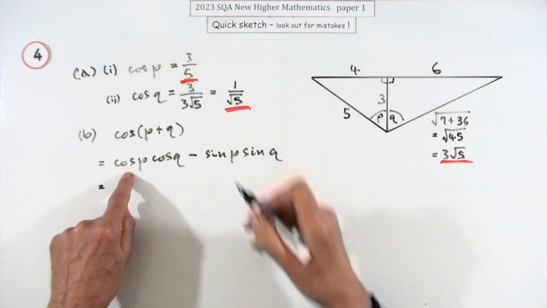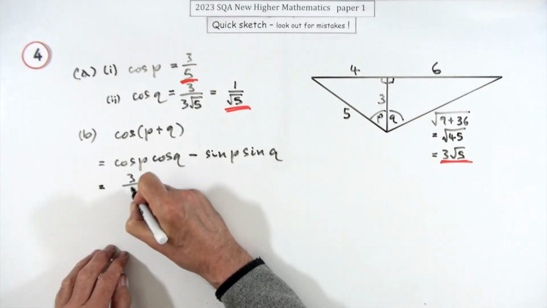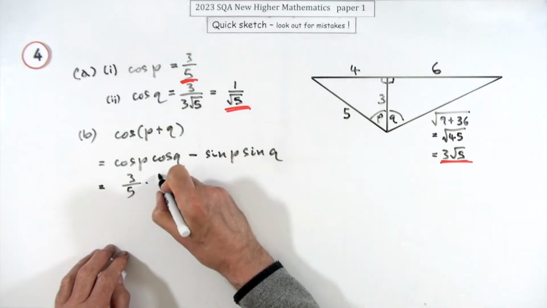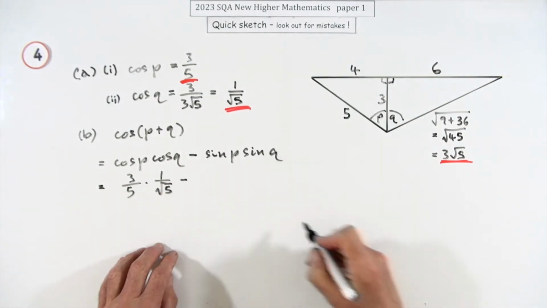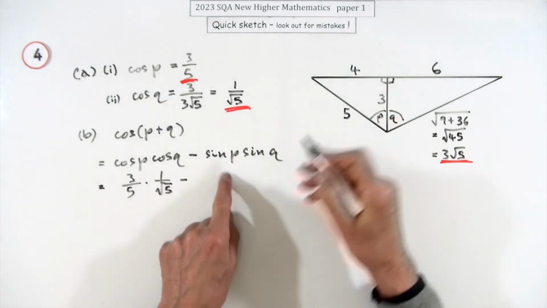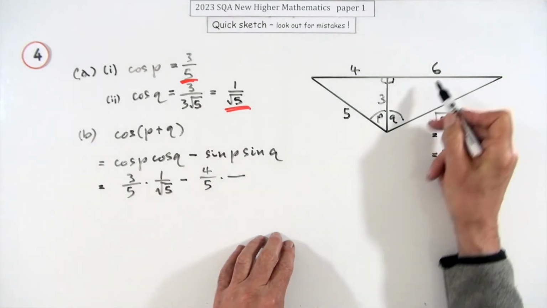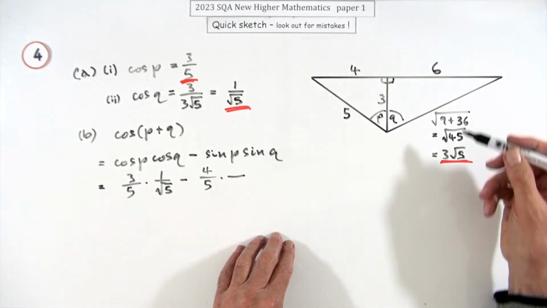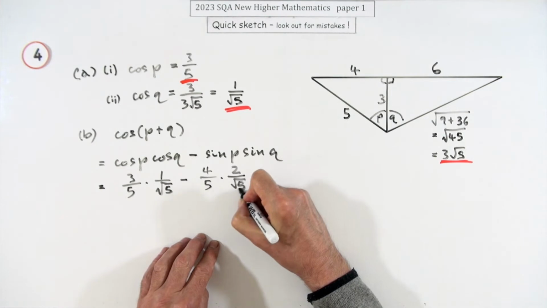So just put them in. Well, I've got those already. 3/5 times, and the other one was 3 over, but then 1 over root 5, it cancels too. Minus, now the sign is the opposite, so that's 4/5 times, and the sine of q is 6 over 3 root 5, and the 6 over the 3 will be a 2 on top, so that's actually 2 over root 5.